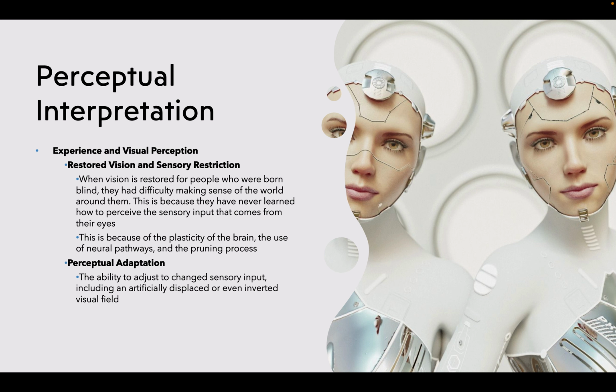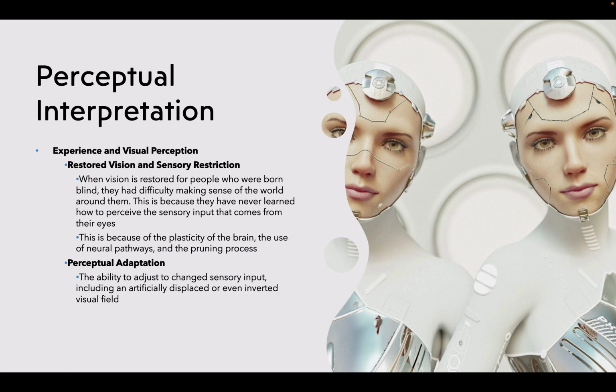Well, when vision is restored for people who were born blind, they have difficulty making sense of the world around them. They might be able to take a cube when they were blind, feel it and identify it as a cube. However, when they regain their vision and see a cube sitting on a table, they would not be able to identify it as a cube because they had never sensed it in that way before. This is because they had never learned how to perceive the sensory input that comes from their eyes.